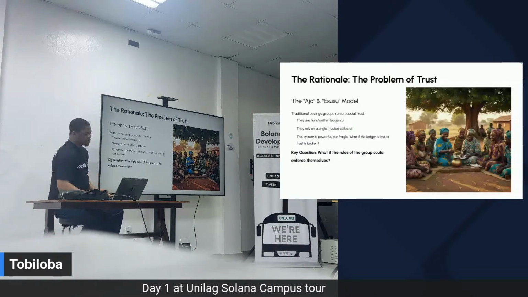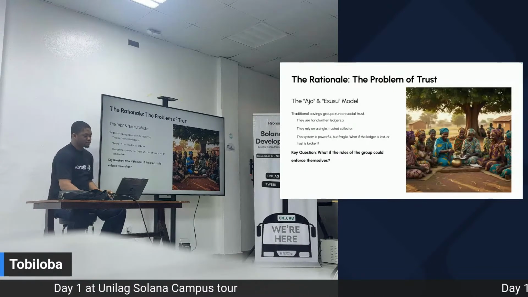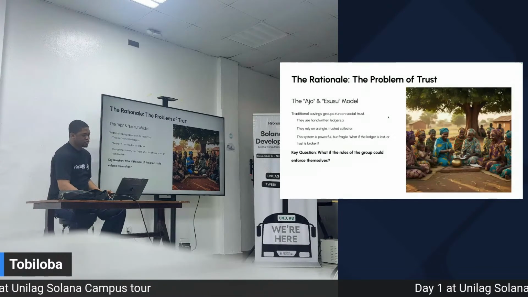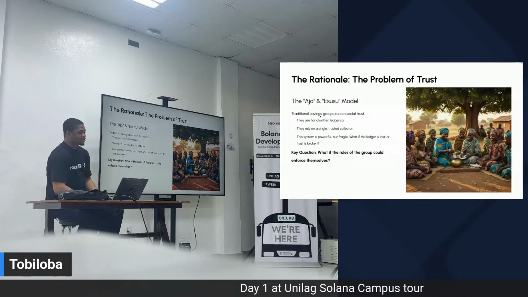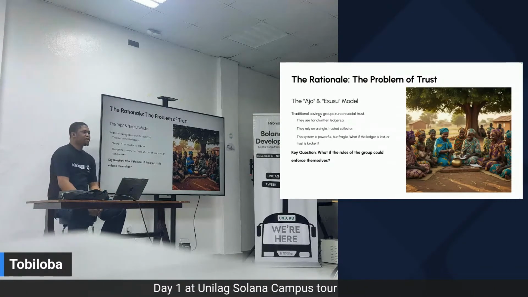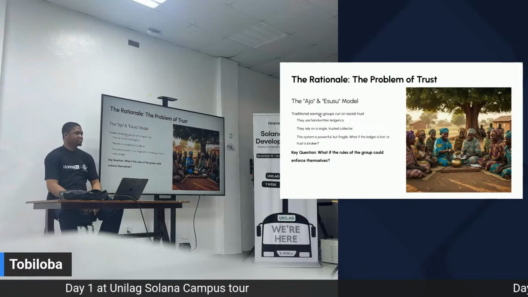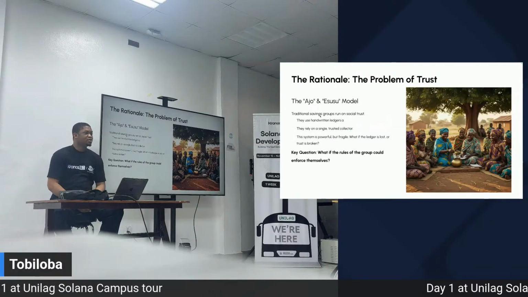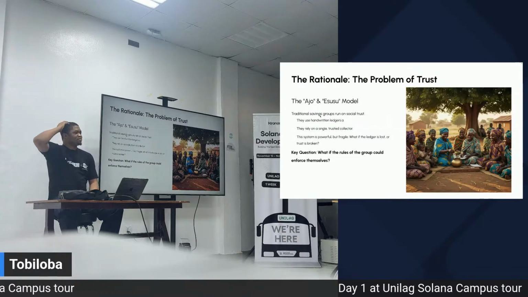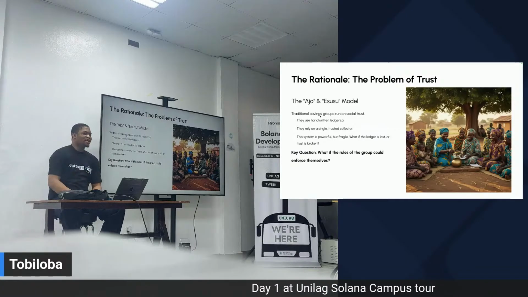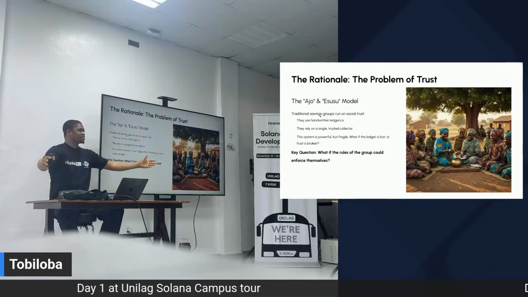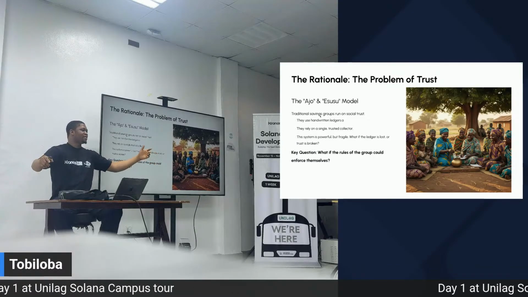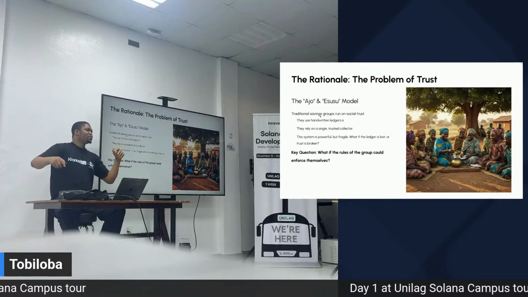So the rationale, the problem of trust, right? The Ajo and Isusu model. Does everybody here know what Ajo is? You know what I mean, we are Yoruba. Okay, sorry, even if you are not Yoruba, you're in Lagos, you know what Ajo is now. So all of you are from Lagos, right? Do you know what Ajo is?